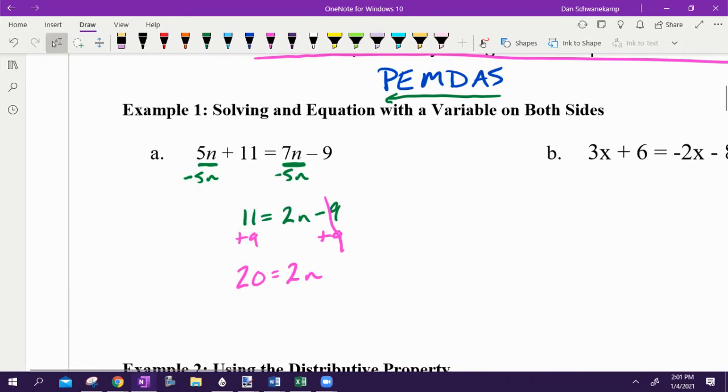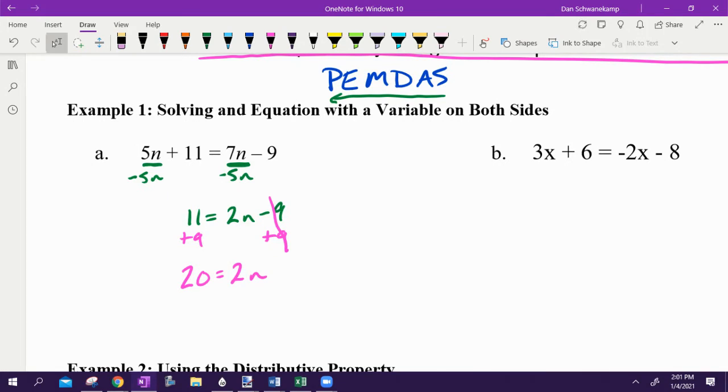And then the last thing I need to do is get n by itself. If there's more than one thing left, then I would really have to think about order of operations in reverse. But this one's pretty straightforward. Right here, this 2 is multiplied by n. It is 2 times n.